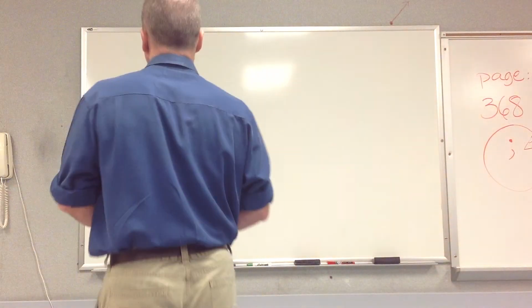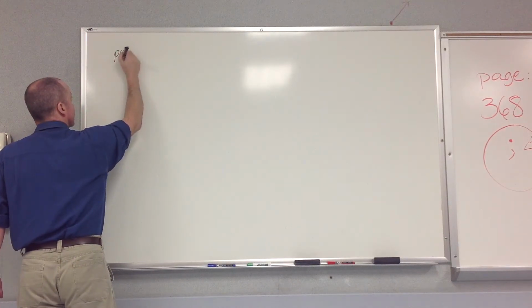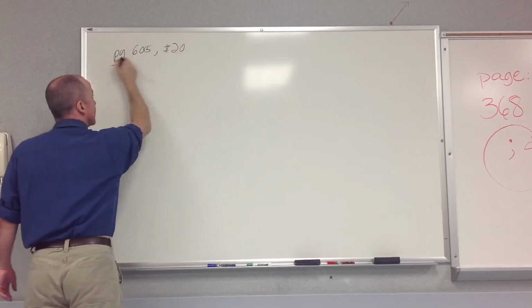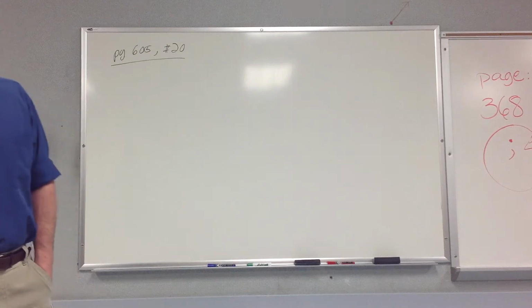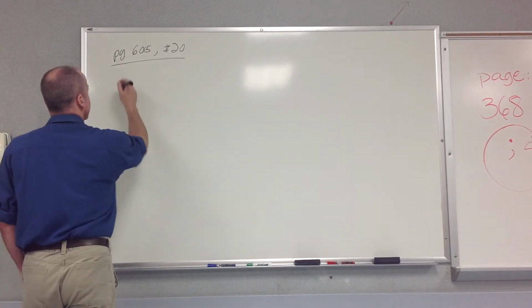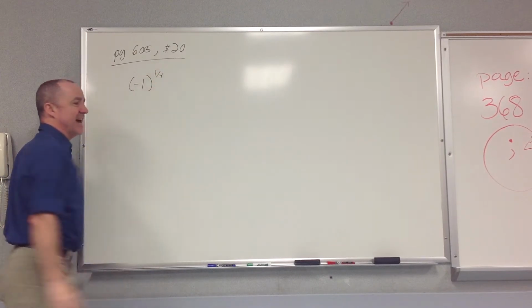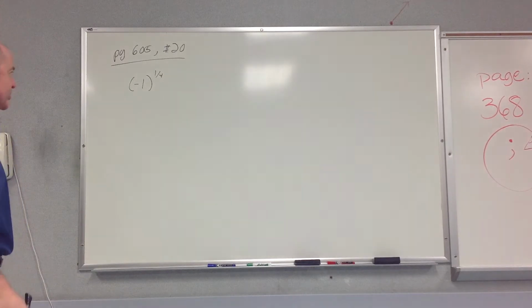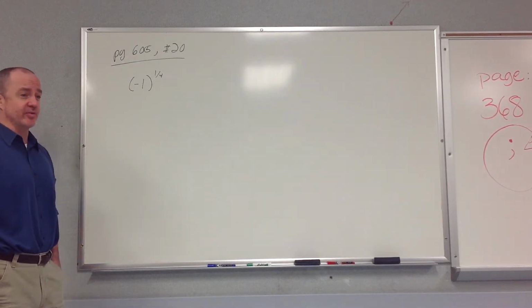Okay, so starting today, going over page 605, number 20, and we're still dealing with complex and polar roots. And the question is, how do you use de Moivre's theorem to deal with something like that? I changed the directions in the book. The book said put your answer in rectangular form and only find the principal root. I said leave all answers in polar form and find all the roots.